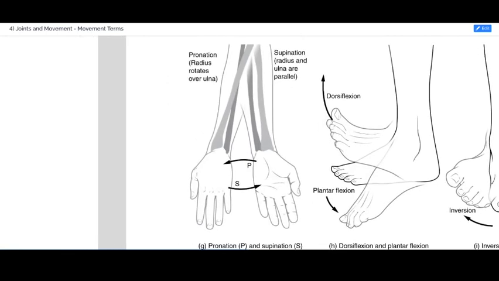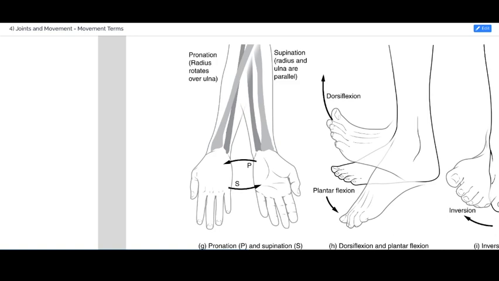The rest of the movement terms to discuss here are special situations. The ones that we already talked about, flexion, extension, abduction, adduction, circumduction, rotation, those are standard movements that are found in a lot of different places in the body. The rest of what we're going to talk about are special cases depending on where in the body we're looking at. The first one is the pair of words pronation and supination.